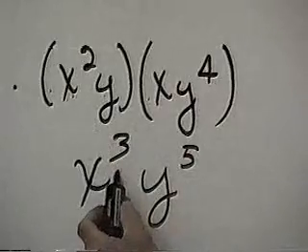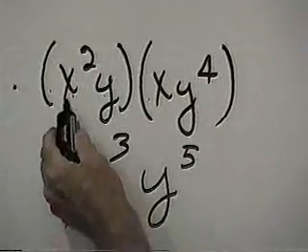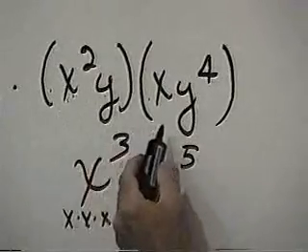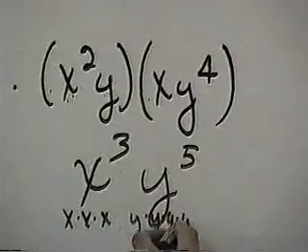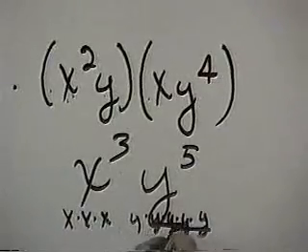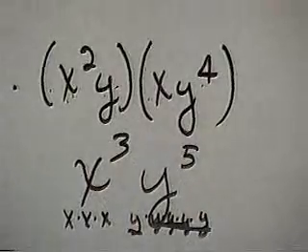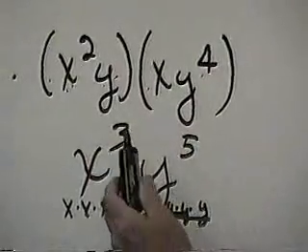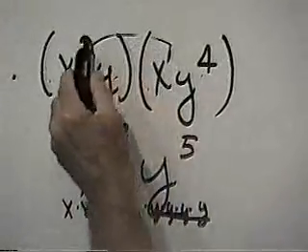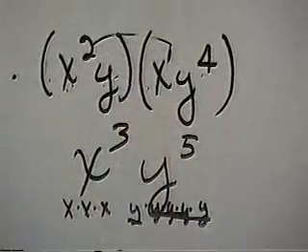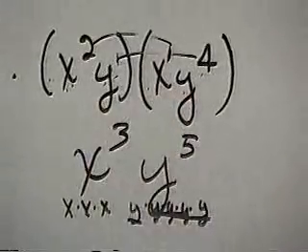Okay. X cubed means x times x times x. Well, that's what this is. Y to the fifth means y times y times y times y times y. 4 of them here and 1 there. So the shortcut rule is this. When you multiply letters times letters, you add the powers, the exponents.